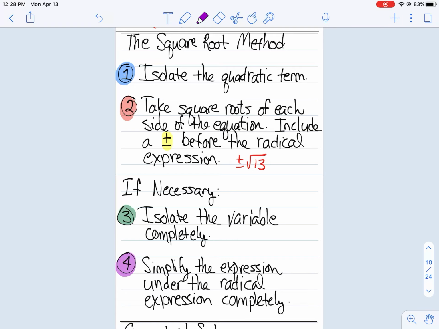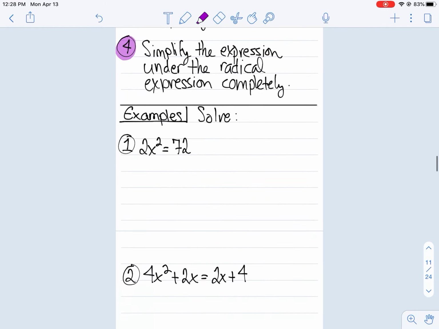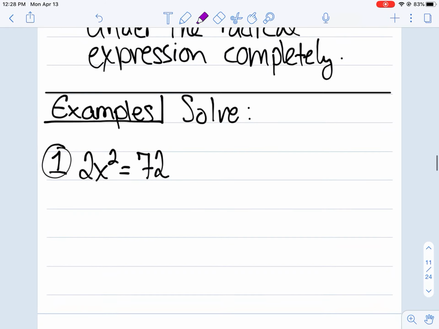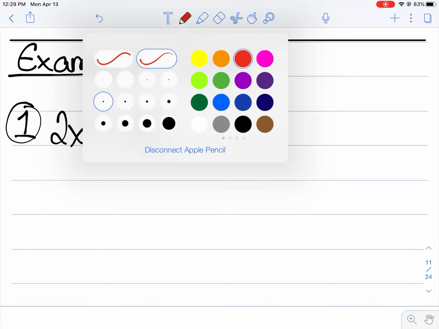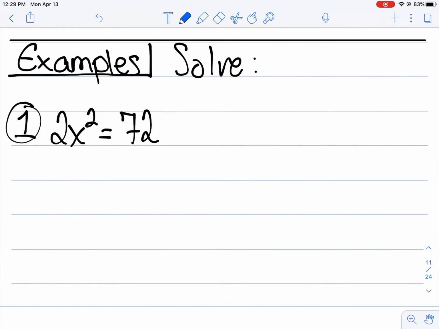The best way to go through this, though, is with an example. So I'm going to go ahead and do this one right here so we can see how this method works. Most of the time, it works out pretty quickly. On this problem, I need to isolate the x squared term because I don't have an expression that's squared, I just have a variable. So I'm going to get the x squared by itself. In order to do that, I need to divide both sides by 2. Those cancel out. X squared equals 36.